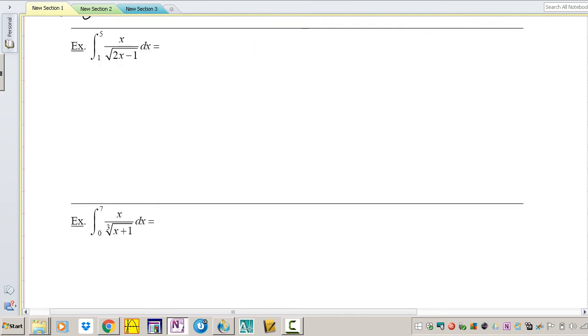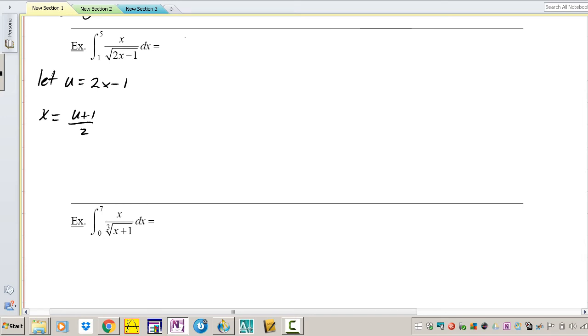So this time we have x on top and the square root of 2x minus 1 on the bottom. So let u equal 2x minus 1. And then when we solve for x, x is going to equal, like the previous problem, (u plus 1) over 2. So every x gets replaced with (u plus 1) over 2.